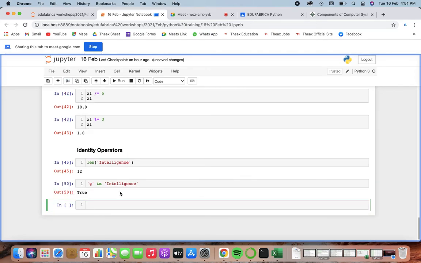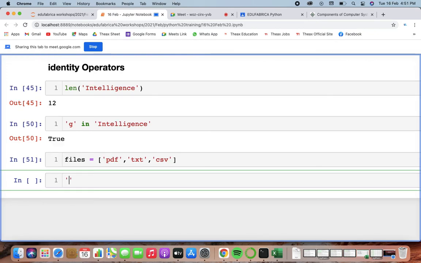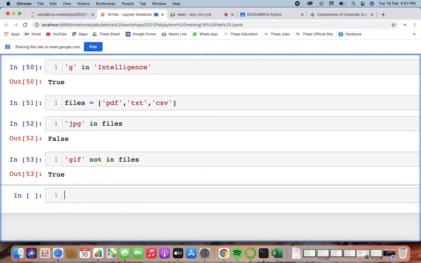All right, similarly let's have a good example with file names. Say there are some file types: pdf, txt, csv. Suddenly you took a different file, like let it be jpg. So jpg is not supported in the files. Why? Because it is not there. If we say jpg or gif, gif is not there in the files, that is a true statement. So here we can use it in this way.